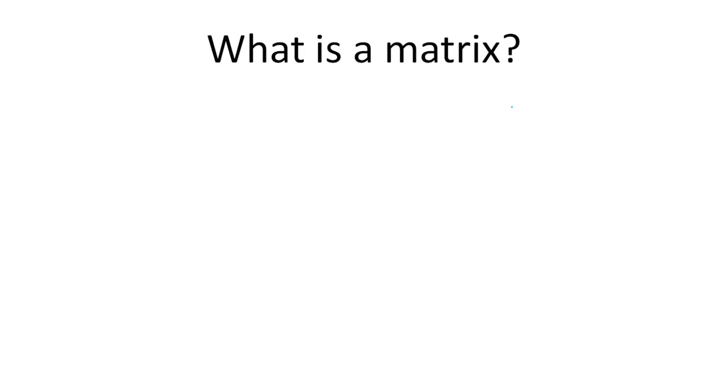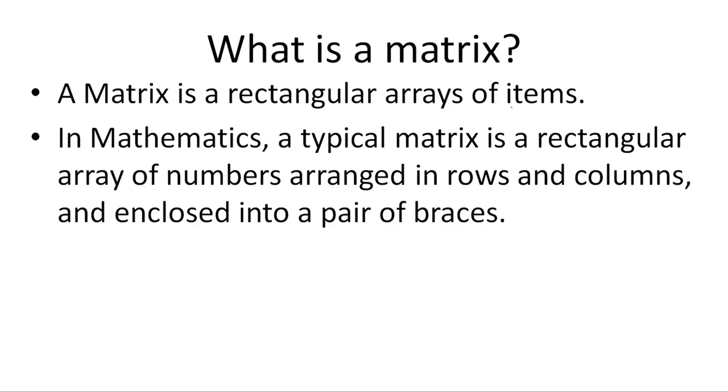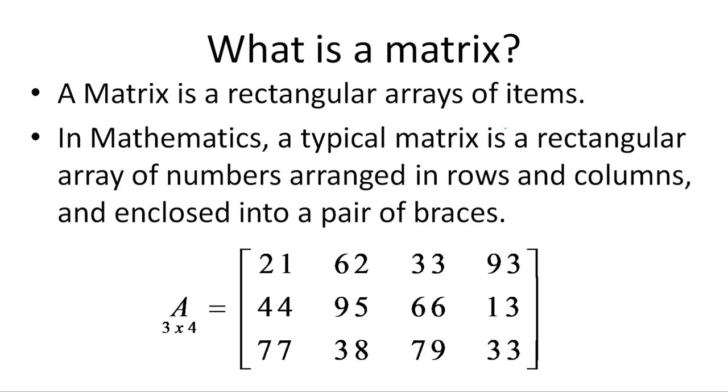The first thing is we need to understand what is a matrix. A typical matrix is a rectangular array of numbers arranged in rows and columns and enclosed into a pair of braces. So that is the definition of a matrix, and mathematically we can represent a matrix in this form. So here we have an array of numbers, and these numbers are enclosed into a pair of braces, and then the name of this matrix is matrix A.